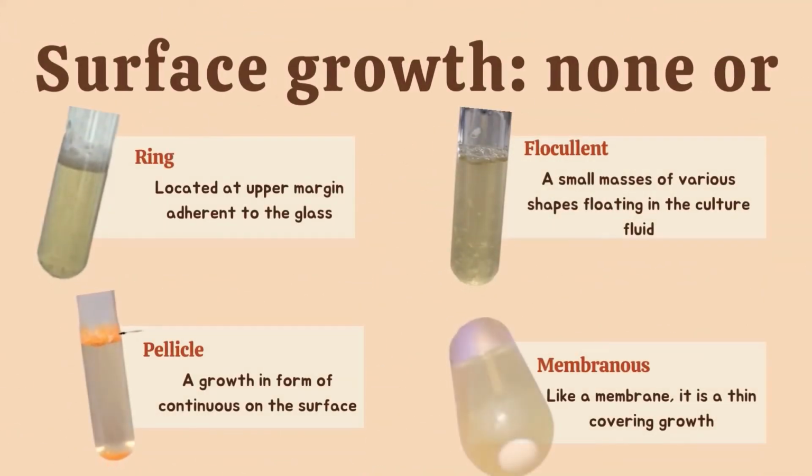Surface growth: none or ring, located at upper margin, adherent to the glass. Pellicle, a growth in the form of a continuous layer on the surface. Flocculent, small masses of various shapes floating in the culture fluid. Membranous, like a membrane, a thin covering growth.